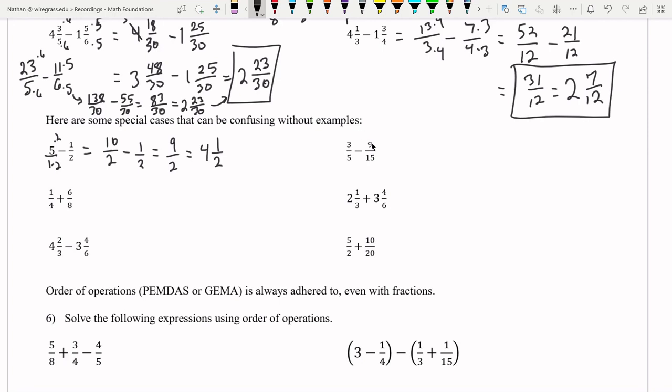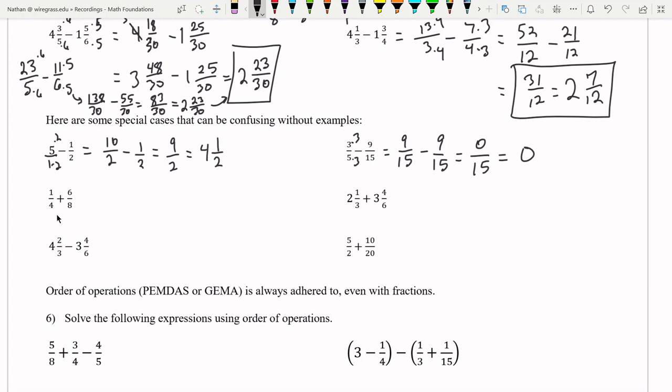Okay, 5 times 3 is 15, so 15 is the least common denominator. I'm going to multiply that one by 3 over 3. That gives me 9 over 15 minus 9 over 15, which of course gives you 9 minus 9 is 0 over 15. 0 divided by any number that's not 0 is just 0. So when they're the same fraction and you subtract them, you get just 0, right? 1 minus 1 is 0. 18 minus 18 is 0. 3/5 minus 9/15, it's the same fraction. It just gives you 0.